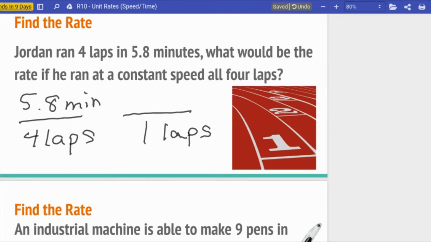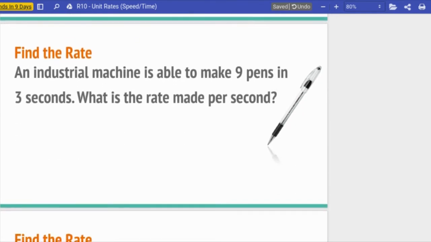So we're just going to do our division. We're going to divide to get to 1, if you remember our song from last time. So 5 8/10 divided by 4 is 1 45/100 minutes per lap. So his rate is 1.45 minutes per lap. So that's all we're doing today. The exact same thing, we're dividing to get to 1. It's just that instead of doing money, like we've been doing in the last couple lessons, we are doing time and distance. So let's try another one.